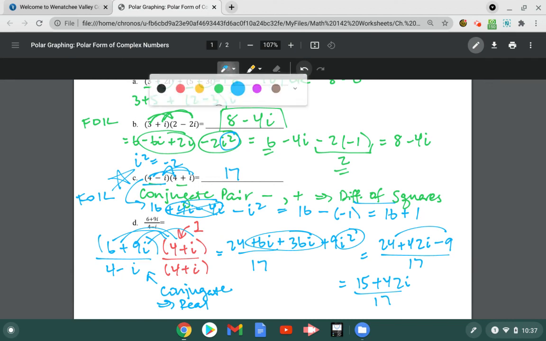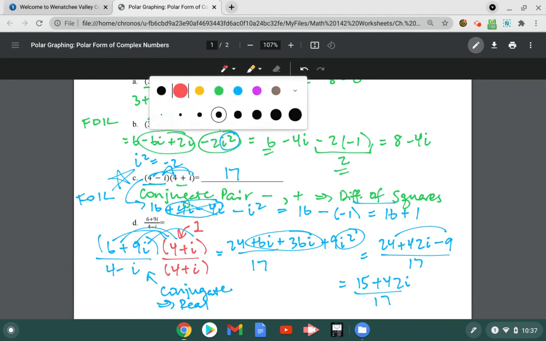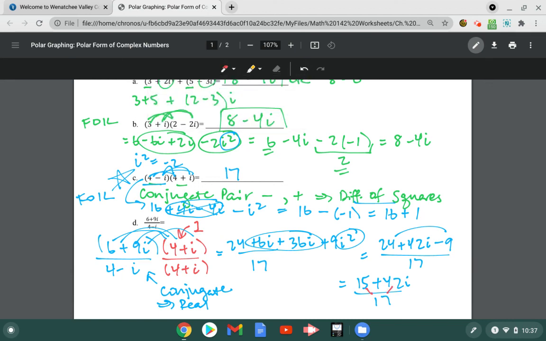I'm going to split this fraction up. Both the real part and the imaginary part need to be divided by 17. So I'm going to write my answer here. I get 15 seventeenths, that's my real part, plus 42 seventeenths i. So it really didn't feel like division at all. Instead, we were working through multiplying by that conjugate pair.